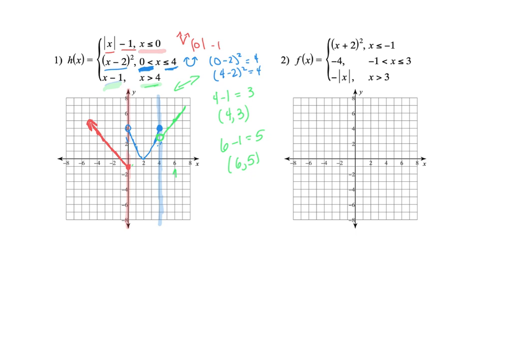And so I have my three pieces. I have my absolute value piece right here. I have my quadratic, or my parabola, piece right there. And I have my linear piece right there. And I've successfully graphed the piecewise function.